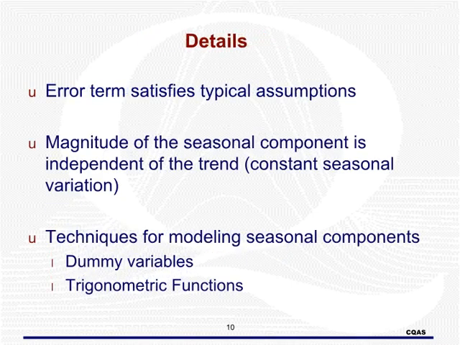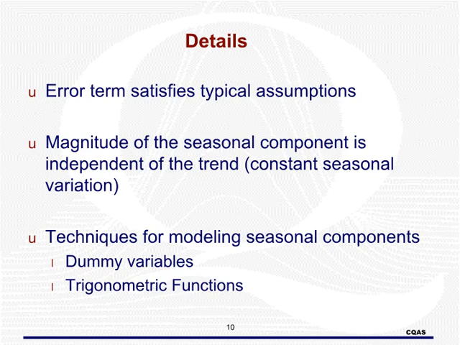Here are some of the details for this model. The error terms meet the typical assumptions of being independent and identically distributed with mean zero and constant variance. The magnitude of the seasonal component is independent of the trend. You can look at this as no matter what kind of trend you are dealing with within a seasonal period, the difference between the highest peak and lowest valley will always be the same. This is another way to define constant seasonal variation.